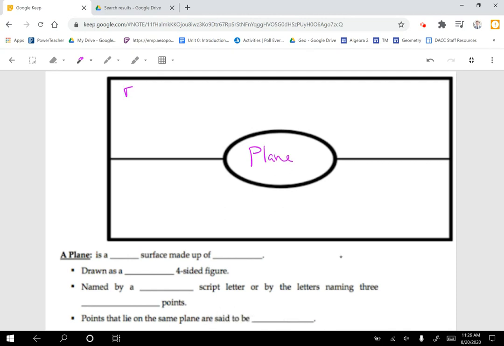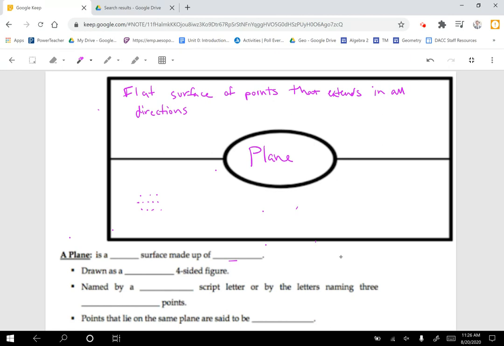We define plane as a flat surface of points that extends in all directions. So the formation of a plane is almost like a line, right? We got all these points here, and then another one, and then another one, and it just keeps going all over the place, all these points everywhere.